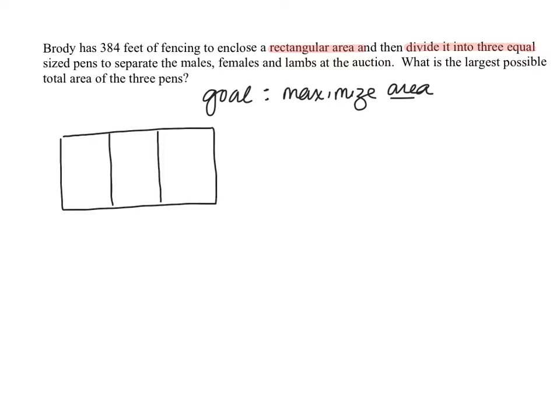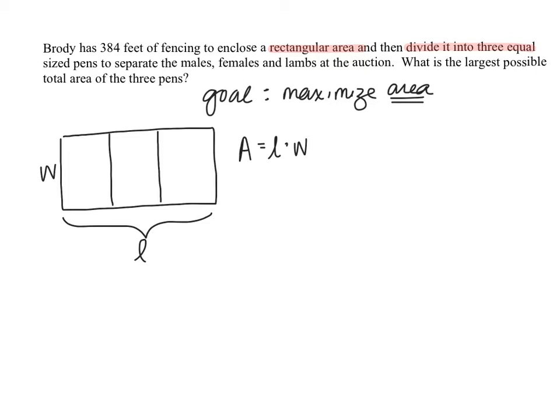And if our goal is to maximize area, then we want to write an area equation. And this is the area of a rectangle. And we know the area of a rectangle will be length times width. So let's label the length and the width on our diagram. So I'll use L for length and W for width. So therefore the area of this rectangle is length times width.